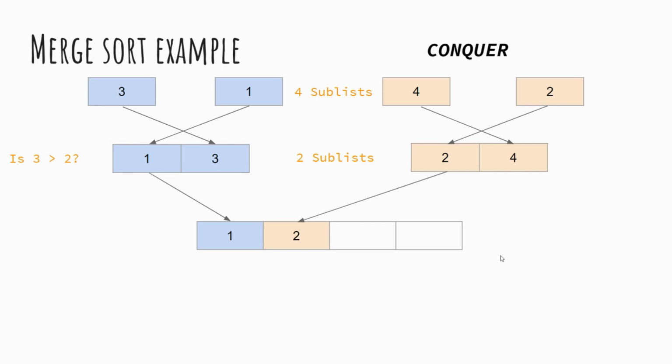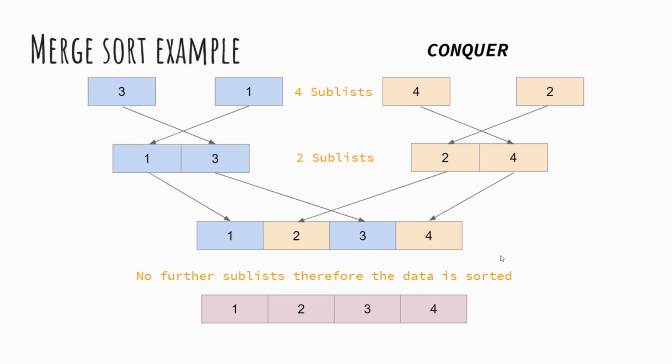And then 2, and then we start to compare, is 3 greater than 2, because we're moving through our sublist on the left. And then we compare 3 with 2. We then compare, is 3 greater than 4? And then 4 comes down. And we get to a point where we end up with our merged list, which is made up of our sublists. And you can see on screen an example of that. There's no further sublist, and therefore the computer can prove that the data is in a sorted manner.